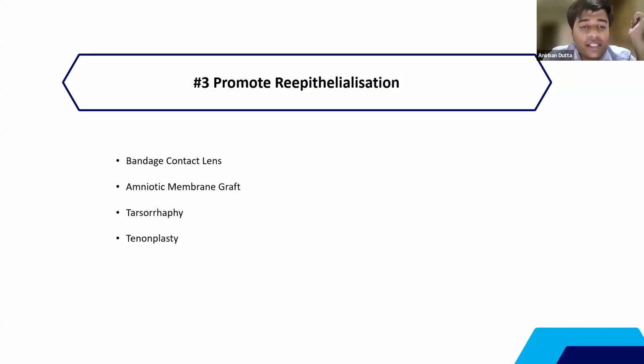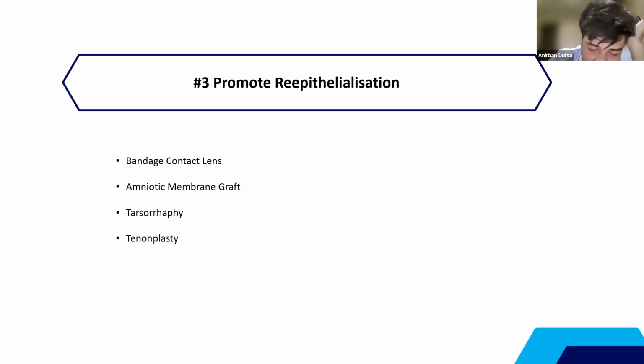Third is tarsorrhaphy. So if you are having a severe chemical burn and eventually you are going for an AMG, it's always a good idea to do a tarsorrhaphy along with it. Do a temporary tarsorrhaphy, paramedian, lateral paramedian or lateral. It reduces the exposure of the ocular surface and it helps in the surface stabilizing in a much quicker manner.